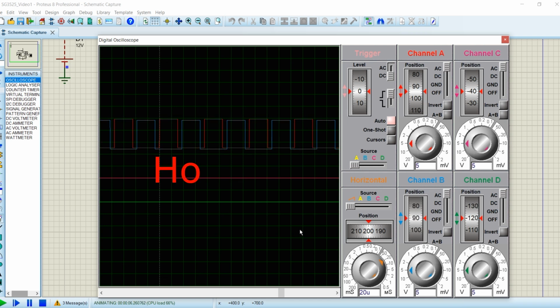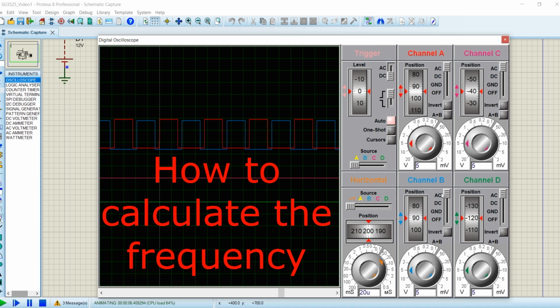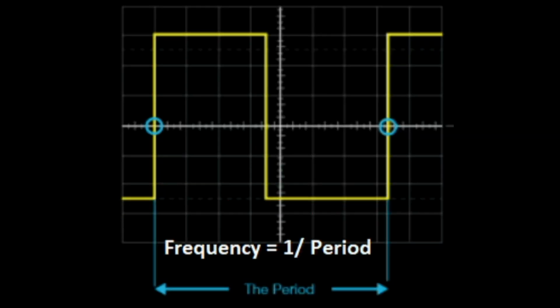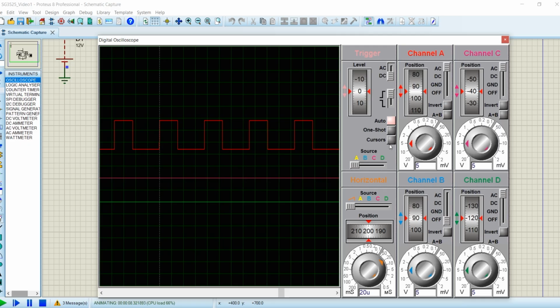How to measure the switching frequency on the oscilloscope? To measure the switching frequency, place one cursor on the rising edge of one pulse and the second cursor on the rising edge of the next pulse. The oscilloscope will show you the time period between these 2 points. The frequency is the inverse of the period.